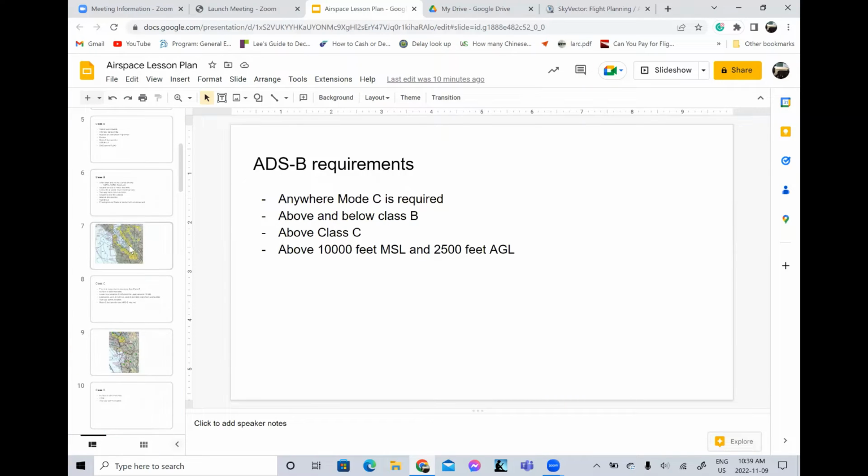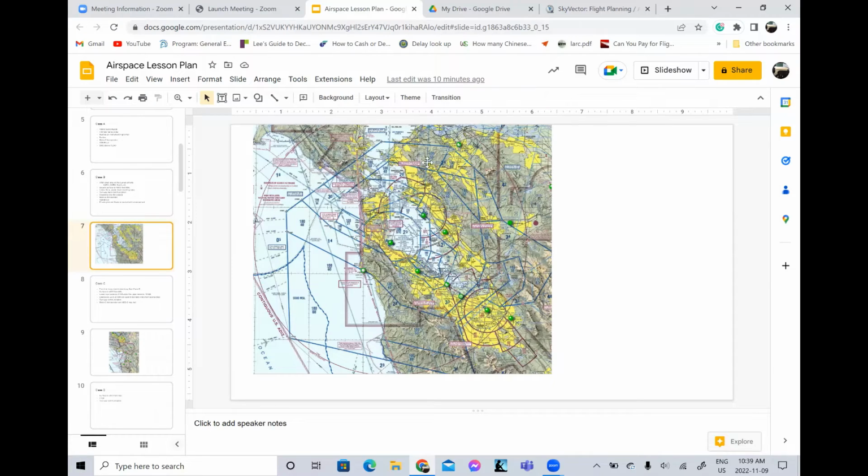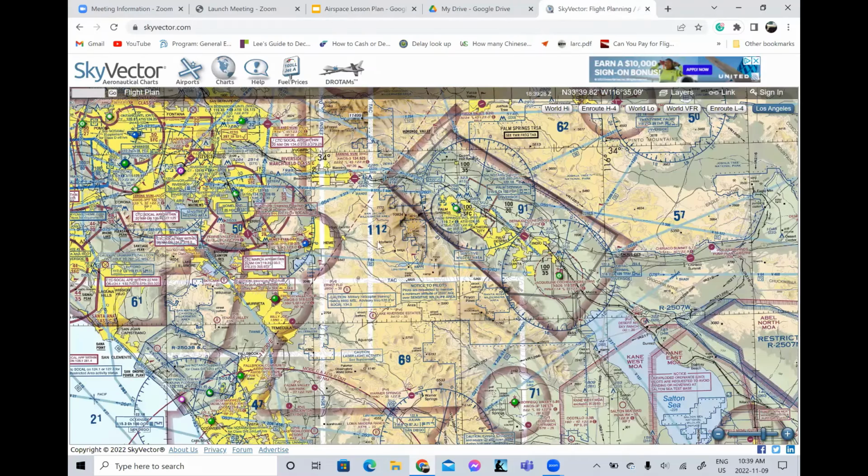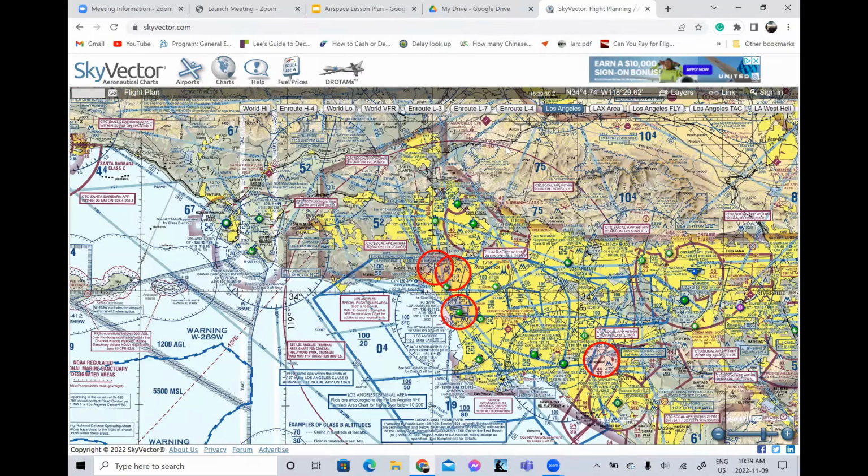So let me go back to this slide. As you can see, let's actually go to SkyVector. And this time we'll look at LAX. So you see there's the airport. There's the Mode C veil, which says Mode C and ADS-B Out is required within 30 nautical miles of this airport.